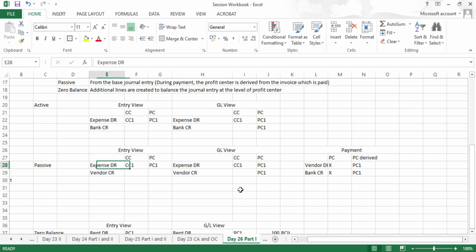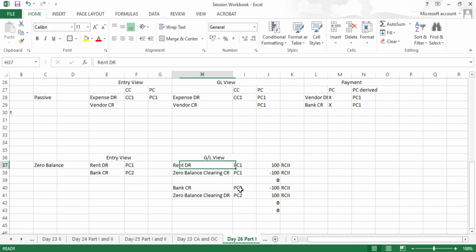So with this, we must now understand that within a journal entry, if the profit center is derived from the line having a profit center, this is called active splitting. In the next journal entry, which is connected to the original journal entry, the next journal entry derives the profit center from the original journal entry. This is called passive splitting.